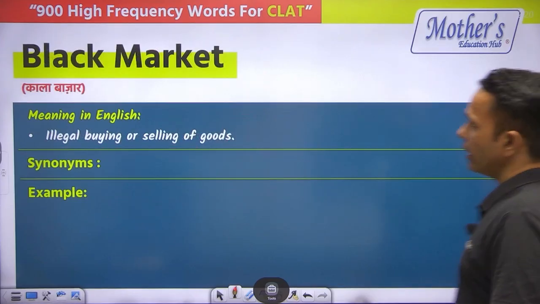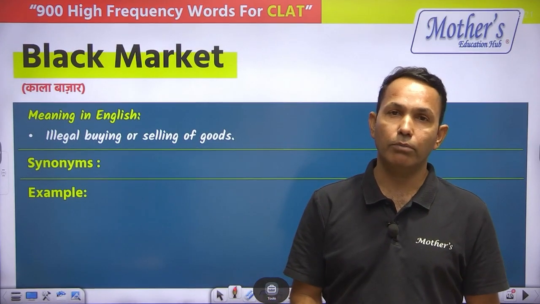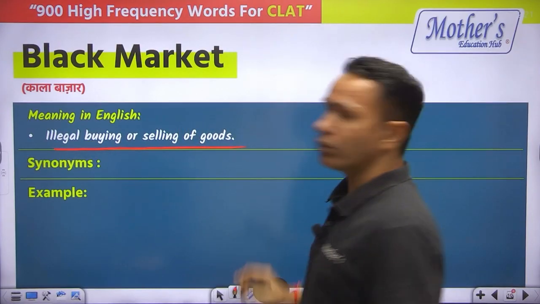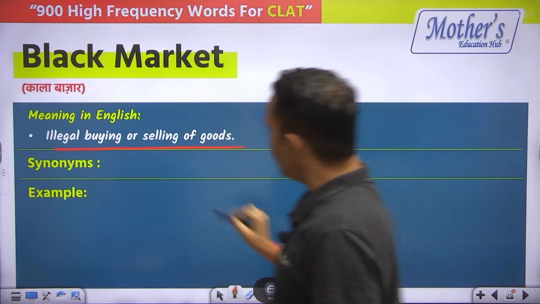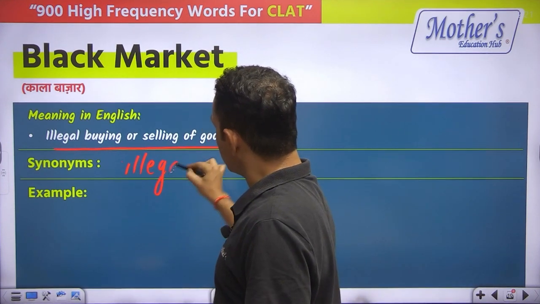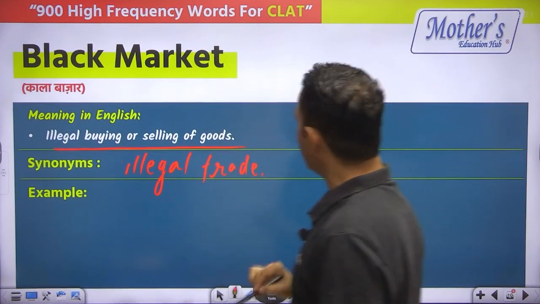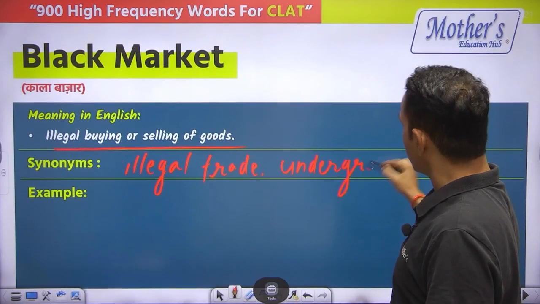Our next word is black market. You might have heard a lot about black market. Black market means illegal buying or selling of goods. Similar words can be illegal market, illegal trade, underground market.